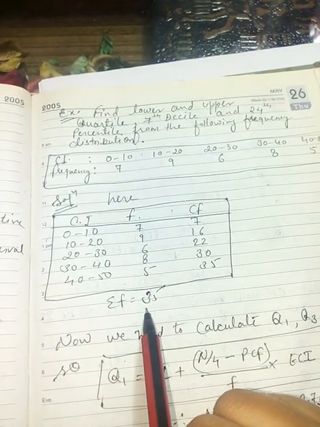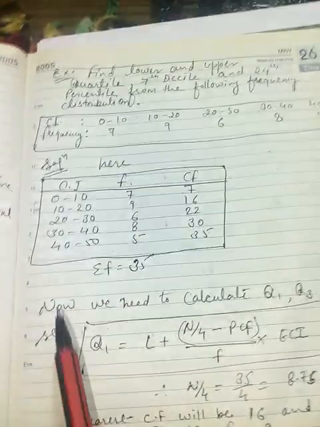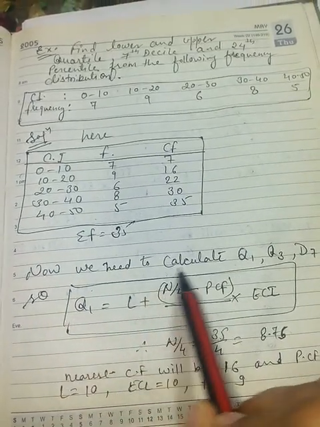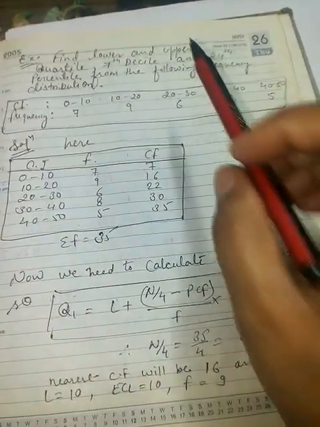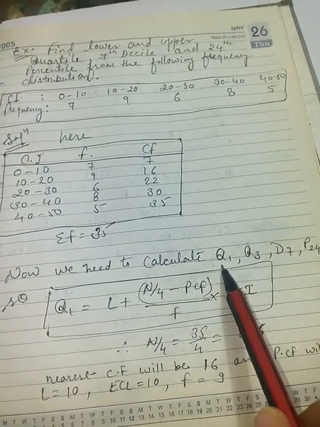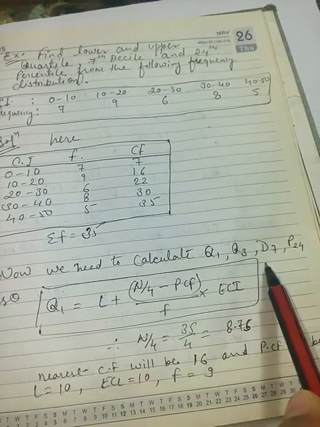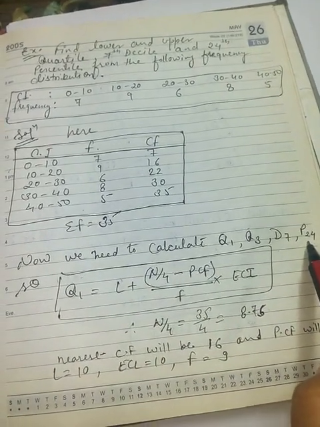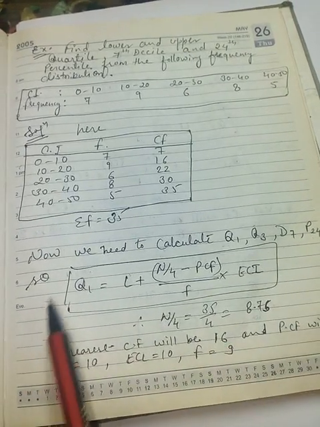Total frequency is 35. So now we need to calculate all these things. As per the illustration, we need to calculate the lower and upper quartile, meaning Q1 and Q3, the 7th decile, meaning D7, and the 24th percentile, meaning P24. Let's see, we will calculate them one by one.